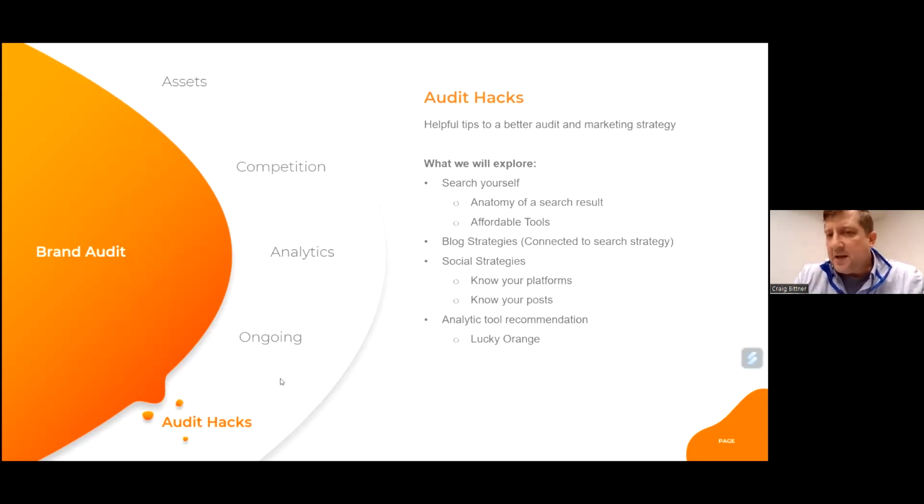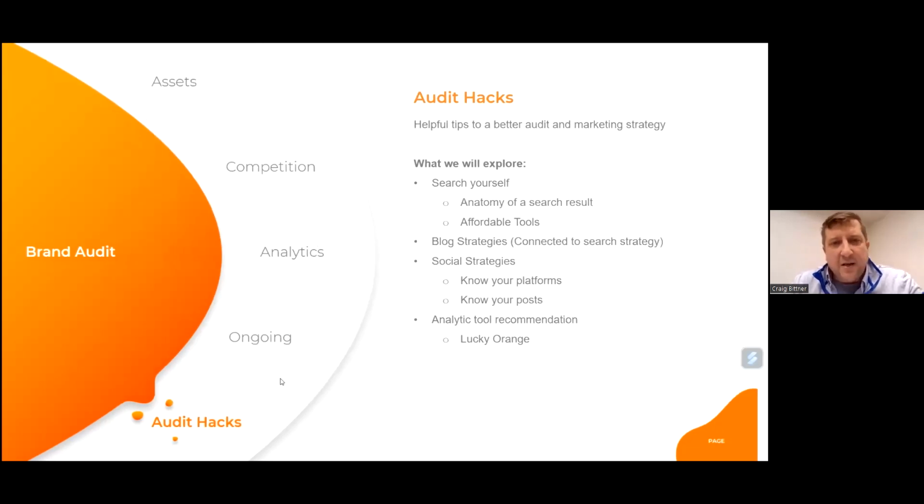Then I want to look at just some blog strategies. So we talked about whether or not you should do a blog. And again, it is typically recommended, if you feel like you've got something valuable to contribute to people's lives through it, then it's a very highly recommended element of marketing, because it is something that's updated. It's something that gets put out there. It's not just once. It's something that you're doing over and over again, similar to social. And then on the social side, know your platforms, know your posts. I'll get into what that means in a second. And then finally, I'll look at the analytic tool recommendation of Lucky Orange.